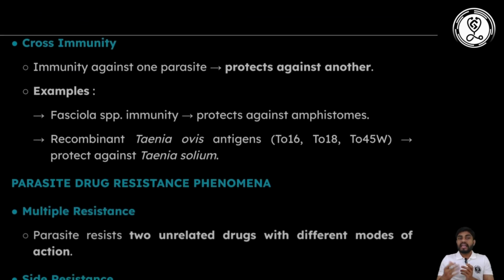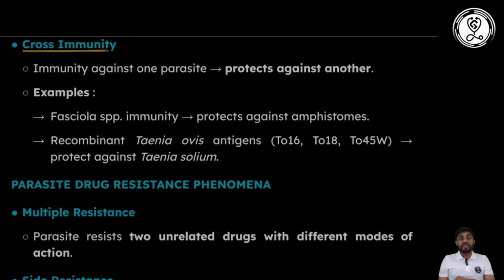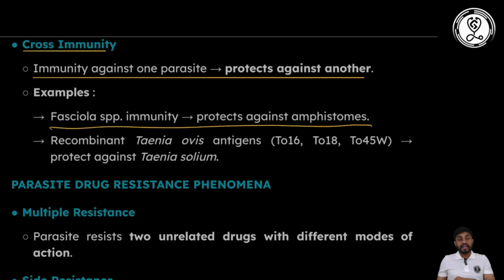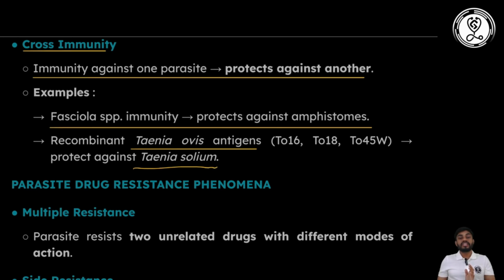Then comes cross immunity. As the name suggests, immunity against one parasite will confer immunity against another. For example, Fasciola hepatica immunity, so that time it will not be affected by amphistome, and that is known as cross immunity. Similarly, suppose a host acquires resistance against Taenia ovis antigen, then it will also be protected against Taenia solium. So these are the different types of immunity seen in the body against parasites.